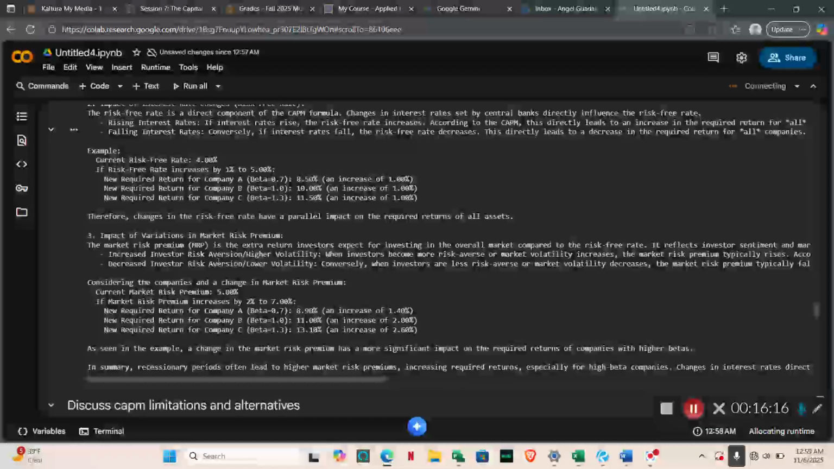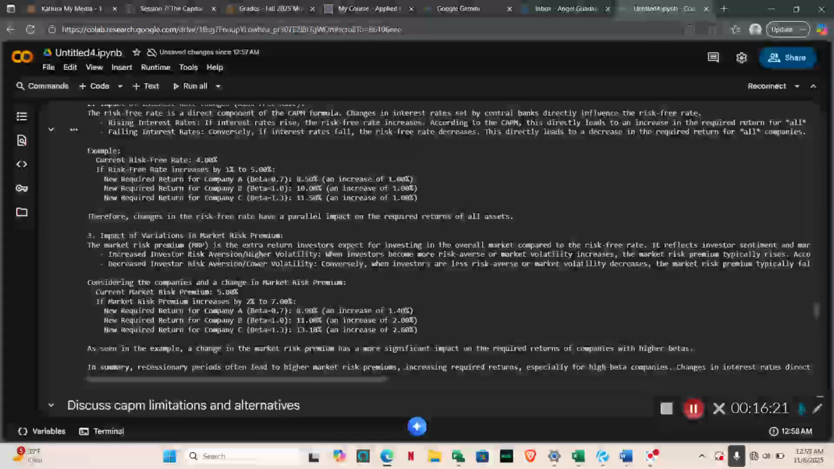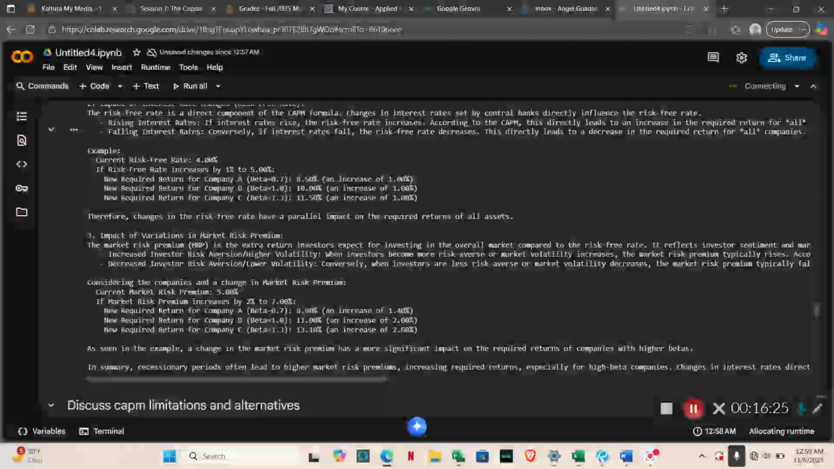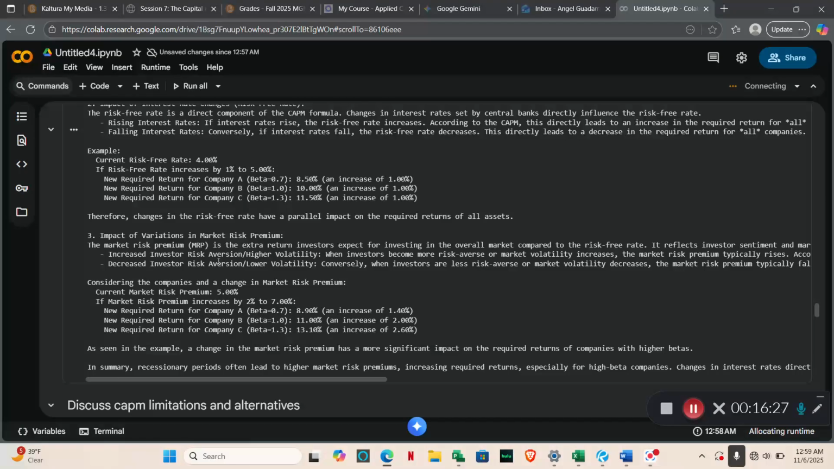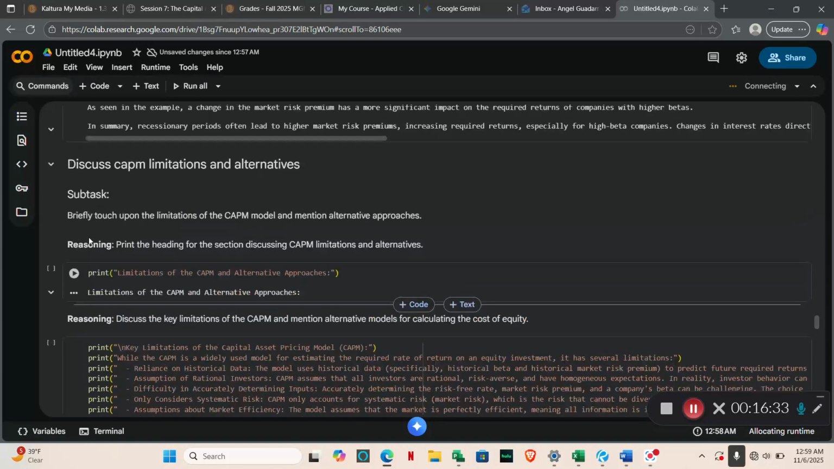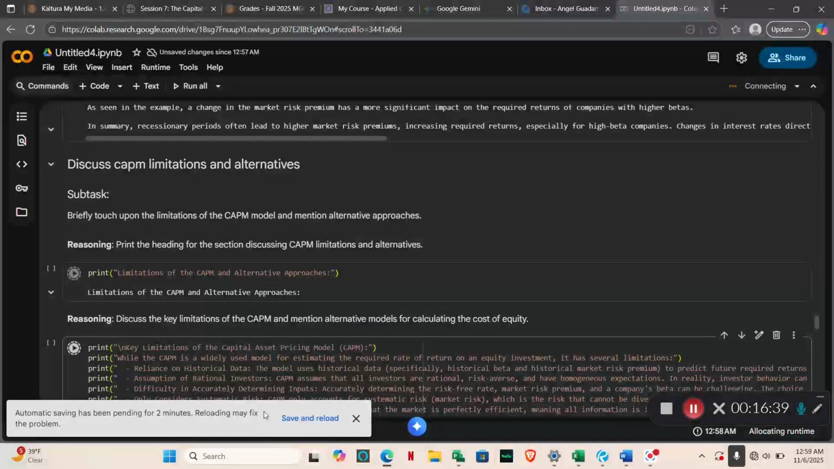Impacts of variations in market risk premium. The market risk premium is the extra return investors expect for investing in the overall market, and so on and so forth. To discover limitations of CAPM and alternative approaches.